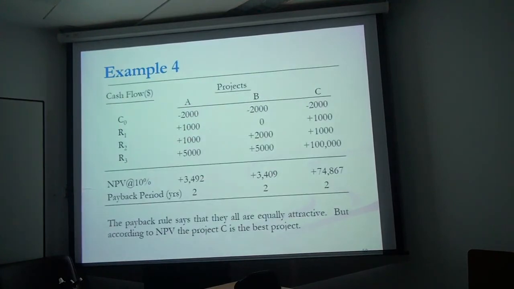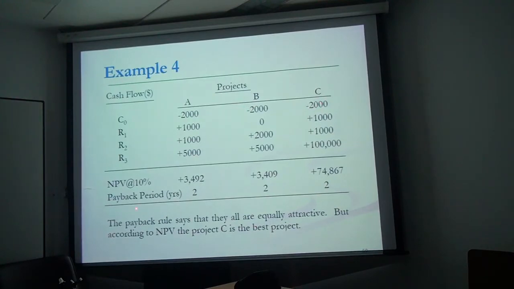Then we have 3 projects here, A, B and C, and we have 3 years of revenues here, and initial costs are there. The question asked is, what is the net present value at 10%, and what are the payback periods. As you can see over here, the payback periods of these 3 projects are all 2 years. In 2 years you will get your initial investment.